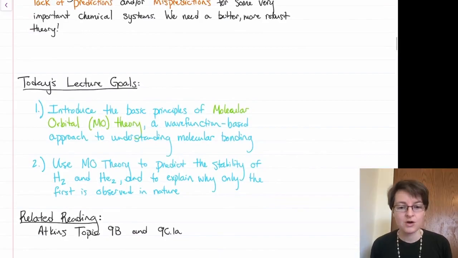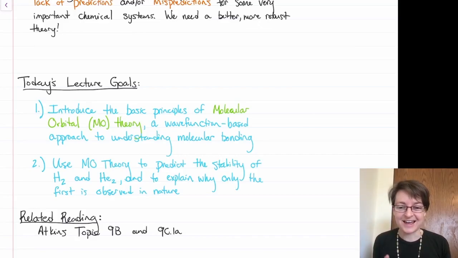In today's lecture, we're going to introduce the basic principles of molecular orbital theory. It's a wave function-based approach to understanding molecular bonding. We're going to talk mostly in general terms today, but we're also going to focus our attention on predicting the stability and the molecular bonding behavior of H2. And just as an extra bonus, we're also going to talk about helium.